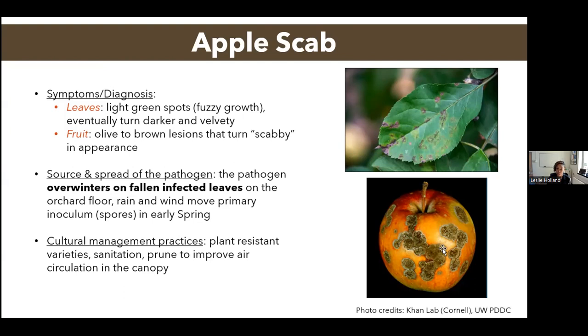In terms of cultural management, plant-resistant varieties is going to be really key. This is, I think, a strategy most growers use, but we also have fungicides that are effective against the scab pathogen as well. Sanitation, we'll talk a little bit more about that, as well as pruning to improve air circulation in the canopy. And this is going to be a really great tool for probably most of the fruit and foliar diseases that we talk about, because that air circulation is going to create an environment that's going to allow things to more rapidly dry, which will be less conducive to most of the fungal pathogens growing.